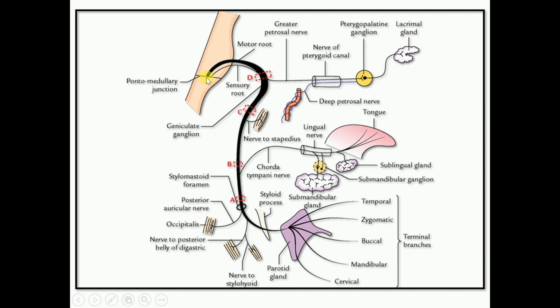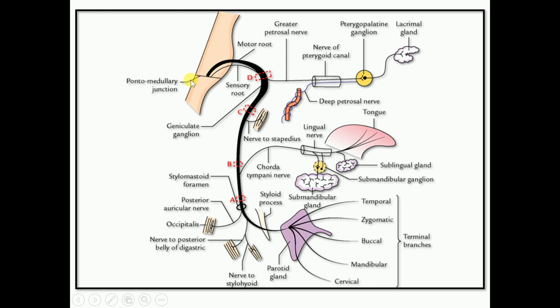pontomedullary junction, lateral part of the pontomedullary junction between olive and inferior cerebellar peduncle, through which motor and sensory root come out. But it has deep nuclear origin. So in the lower part of the pons there is a deep nuclear origin, that is called the motor nucleus of the facial nerve that we discuss in the later part.